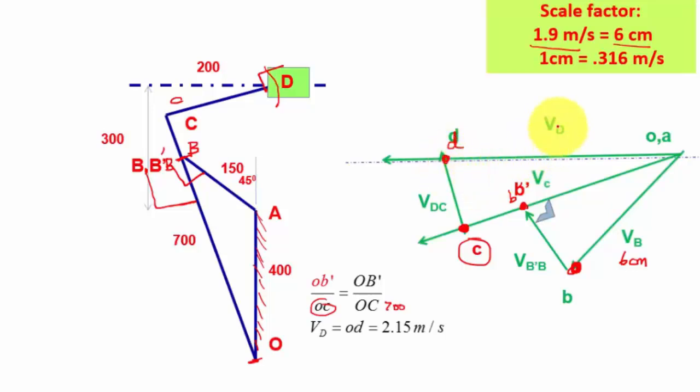So our final aim is to find VD. Now measure VD. You will get some value in centimeter. Multiply that value by 0.316. You will get 2.15 meter per second. So this is how you can find the velocity of ram. So this is subdivision 1.